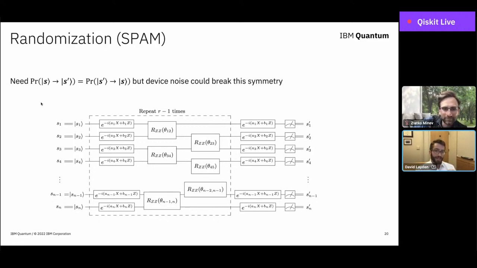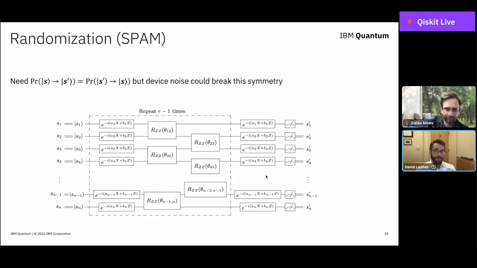And by that, I mean that our algorithm assumes that the probability of transitioning from S to S prime is equal to that from S prime to S. That's what we need in order for this acceptance probability to be efficiently computable. And that's true in principle for this circuit, but actual device noise could break this symmetry. And the two main sources of error that we were most concerned with were the two-qubit gates and the readout.